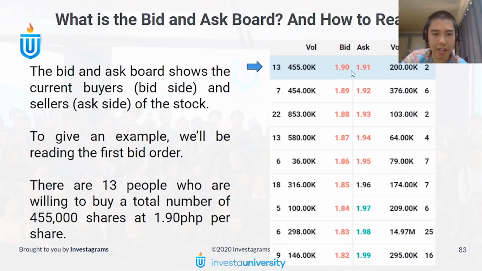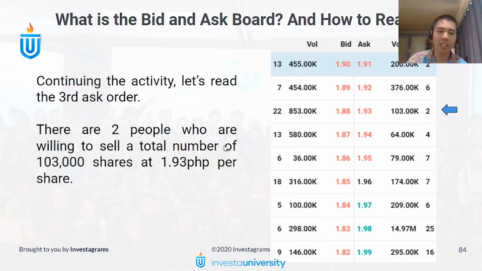So, we see ito, may presyo, 1.90, may numbers. What does this represent? This means, again, the bid represents the buyers, the demand. This means at 1.90 pesos per share, there are 13 people willing to buy a total of 455,000 shares of that specific stock. Yung 455,000 shares na yan, di lang isang tao yan, 13 yan, pinag-combine, pinag-add. Pwede may isang tao, 50,000 shares, may isang tao, 10,000 shares. So yung total niyan, 455,000 at 1.90.